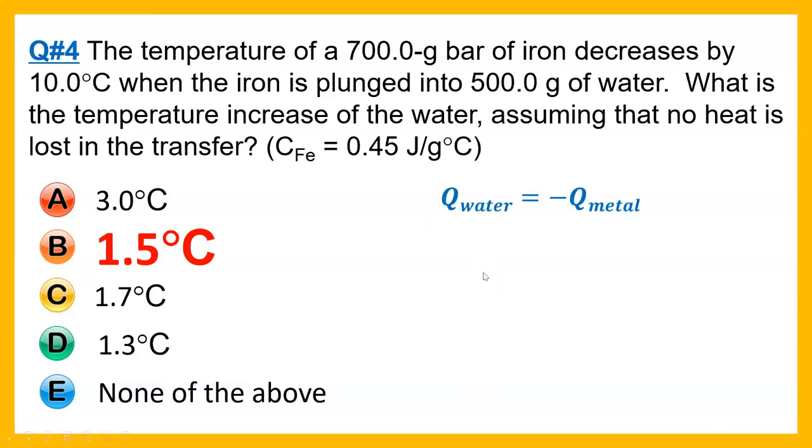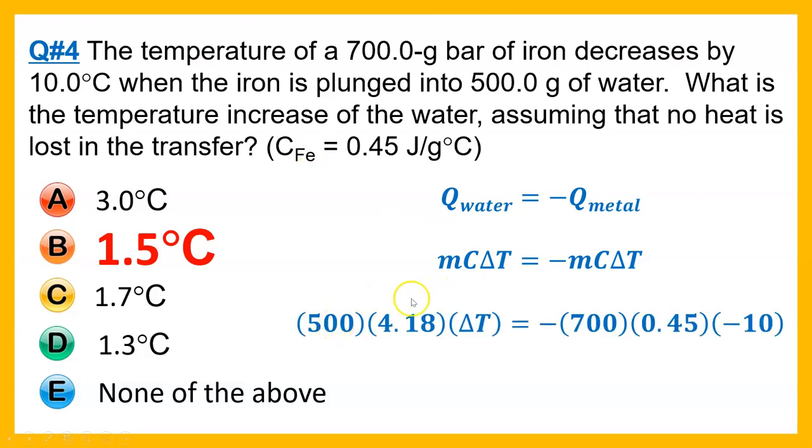So we're going to say Q equals negative Q. MCΔT equals negative MCΔT. I had 500 grams of water, specific heat of water. I don't know the temperature change for water. I know that we're going to be releasing energy from the metal. We have 700 grams of it. Specific heat is told to us, or you could look it up on a chart. And I know that it's going to decrease by 10 degrees. Do you see how those negatives cancel out? Be careful for double negatives. And we have our final temperature change.